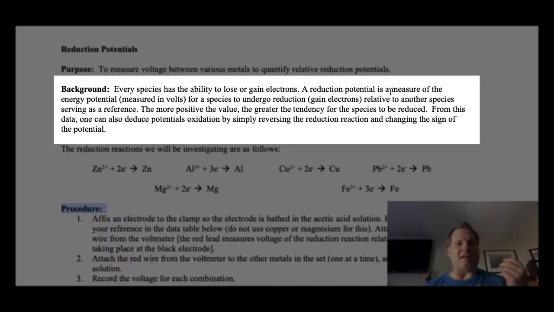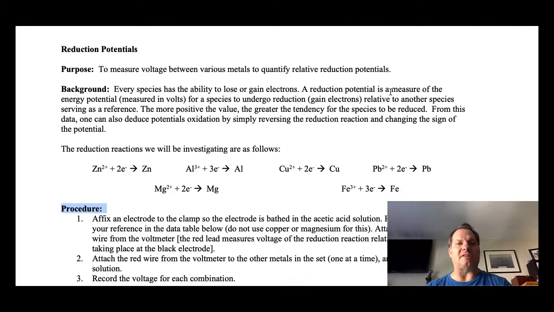Background says every species has the ability to lose or gain electrons. A reduction potential is a measure of the energy potential, measured in volts, for a species to undergo reduction, which is a gain of electrons, relative to another species serving as a reference. The more positive the voltage value, the greater the tendency for the species to be reduced. From this data, one can also deduce potentials for oxidation by simply reversing the reduction reaction and changing the sign of the potential. That makes perfectly good sense, right?